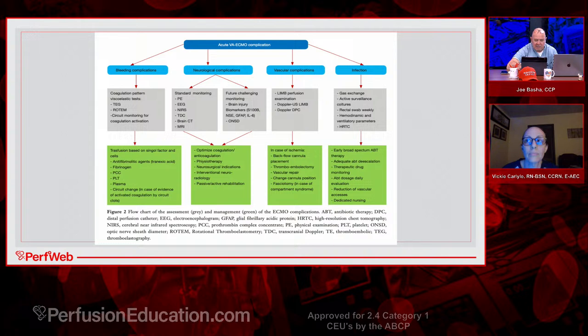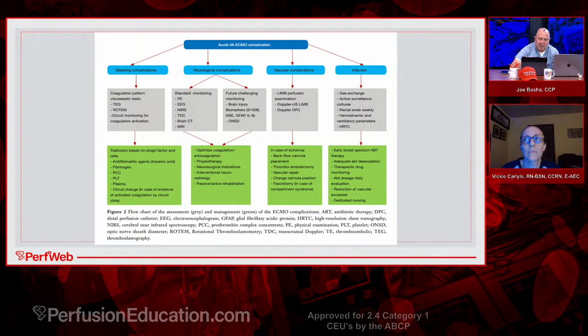Transfusion based on single factor and cells, like using red blood cells when appropriate, FFP when appropriate, cryoprecipitate when appropriate, etc. Antifibrinolytic agents like Amicar, tranexamic acid, fibrinogen, prothrombin complex concentrates, platelets, plasma, and circuit change in case of evidence of activated coagulation by circuit clots.